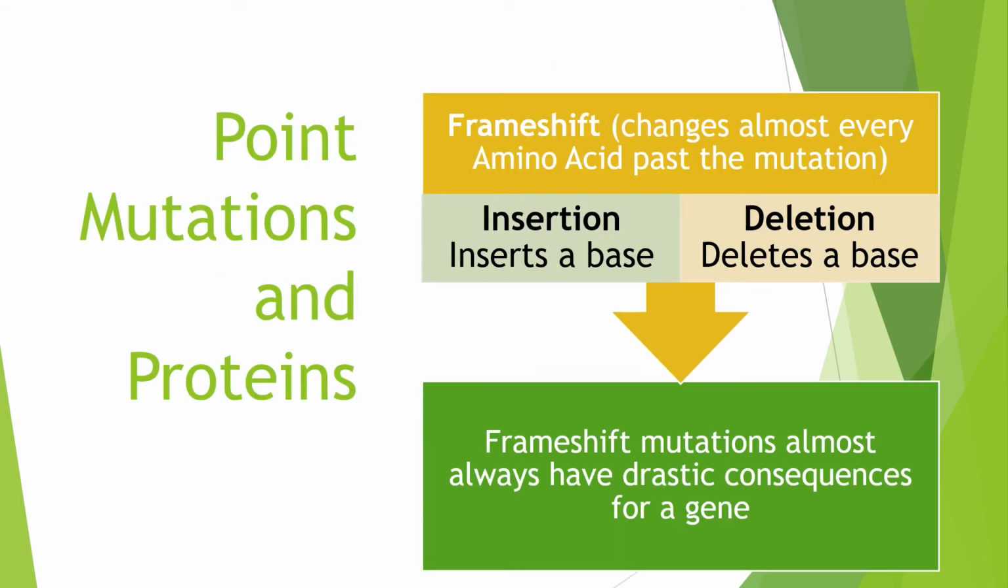As the name implies, an insertion mutation inserts an extra base where there shouldn't be one, and a deletion deletes a base. Both of these types of mutations result in what is called a frameshift. Because nucleotides are read in groups of 3, adding or deleting a base results in the wrong nucleotides being read in groups. This almost always changes every amino acid that is formed after the frameshift mutation, and usually has drastic consequences for the expression of the mutated gene.